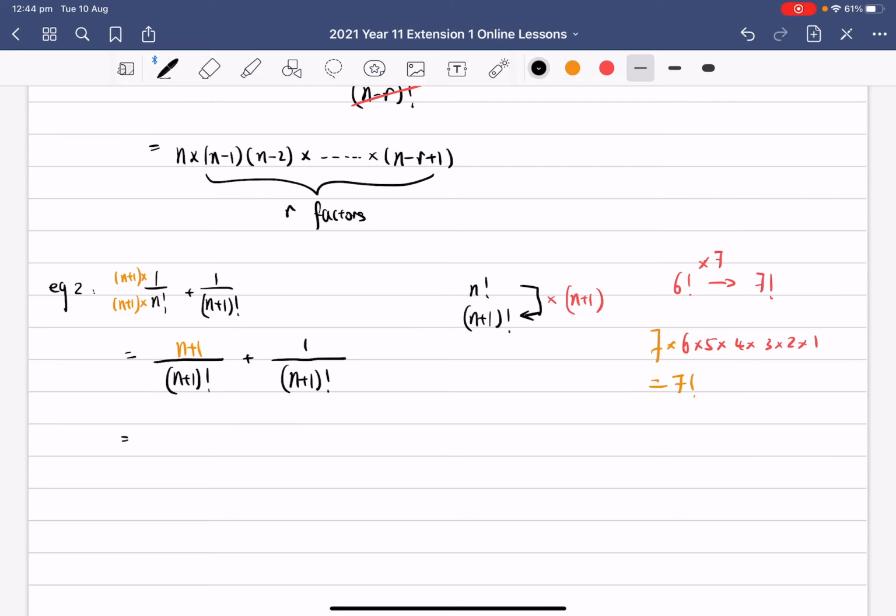So now it's easy. You're just adding the 2 fractions together, which should be very easy for you to do. That becomes n plus 2 over n plus 1 factorial. So that's how you add it together.